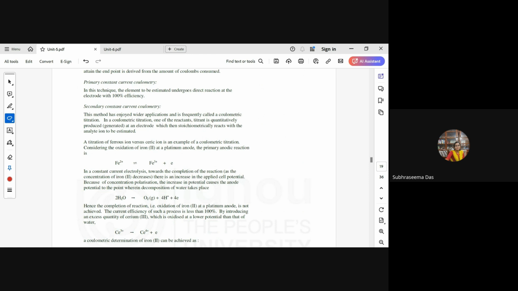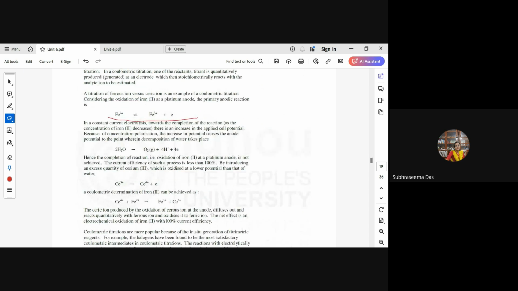Let us consider the oxidation of iron(II) at the platinum electrode. So the primary anodic reaction is Fe2+ giving rise to Fe3+ plus e-. In constant current electrolysis, towards the completion of the reaction, there is an increase in the applied cell potential because of concentration polarization. The increase in cell potential causes the anode potential to rise, which causes the decomposition of water to O2 plus 4H+ plus 4e-. Hence, for the completion of the reaction, the oxidation of iron at the platinum electrode is not achieved. So the current efficiency of such a process is less than 100%.